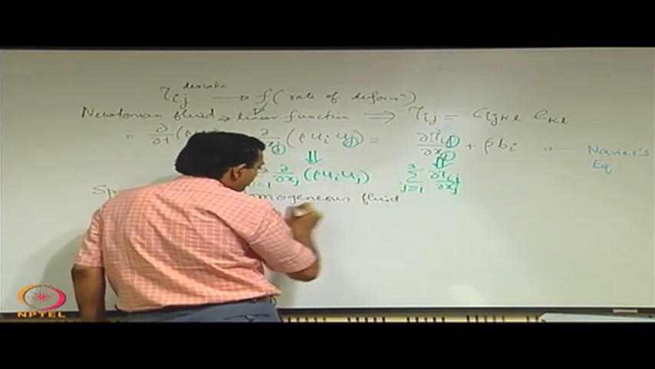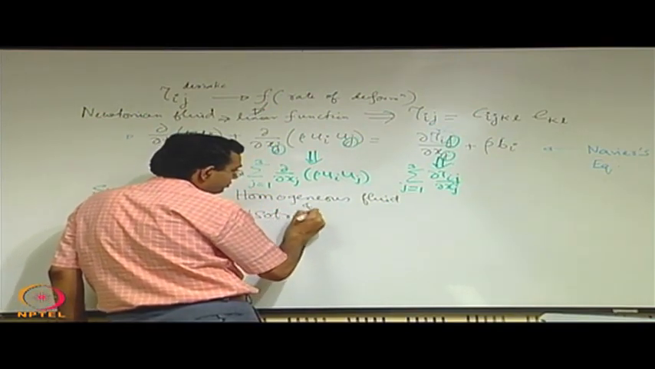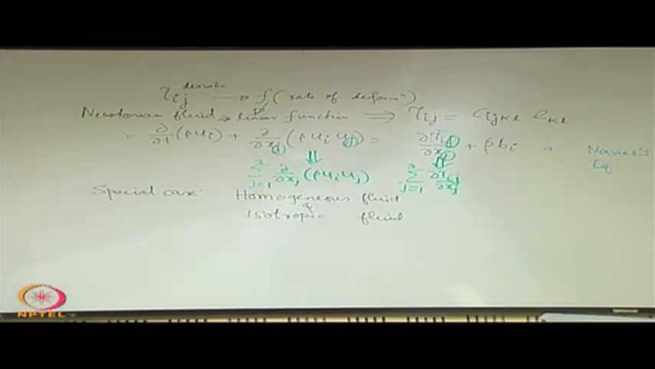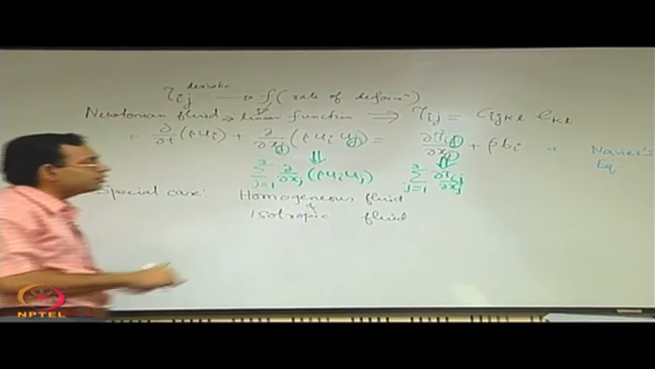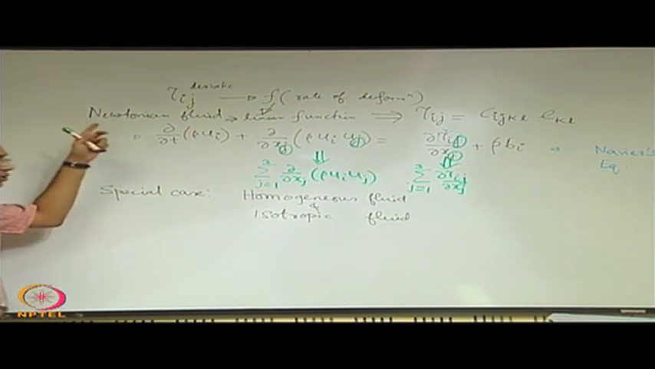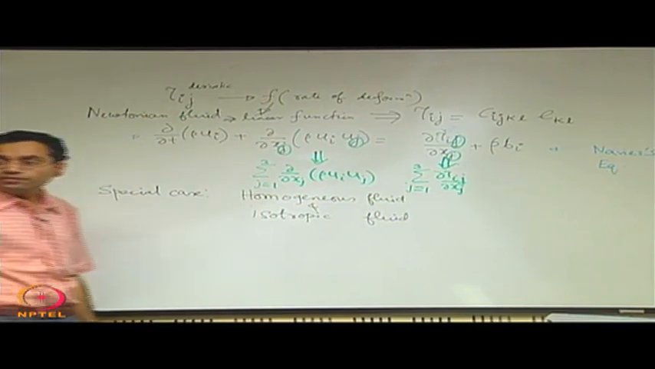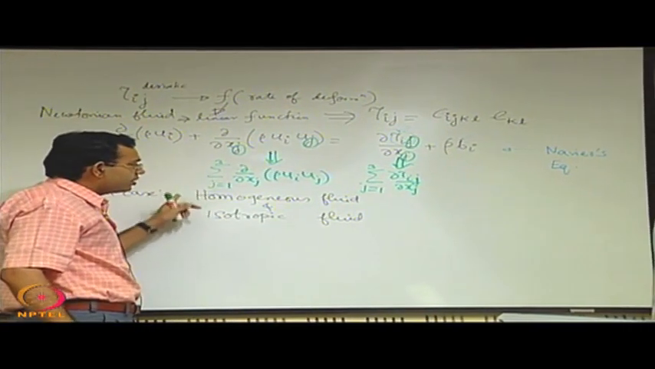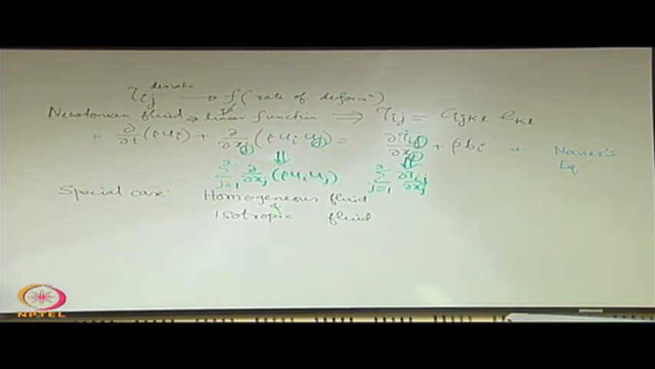Homogeneous fluid and isotropic fluid. So, till now what assumptions have we made? We have made assumptions, first of all, a stationary reference frame, with which we started our equation, then a Newtonian fluid, special case homogeneous and isotropic Newtonian fluid. Okay. So, now the question is, when you have a homogeneous and isotropic fluid, what is the special characteristic that you have?